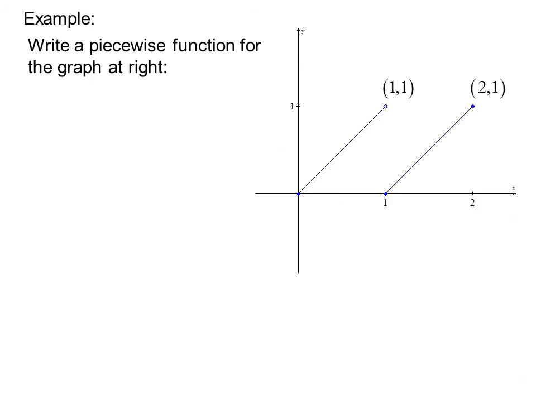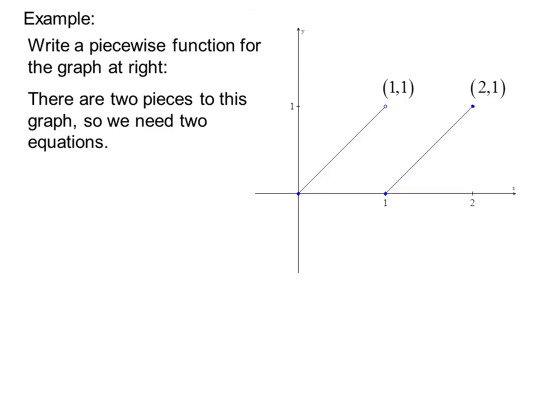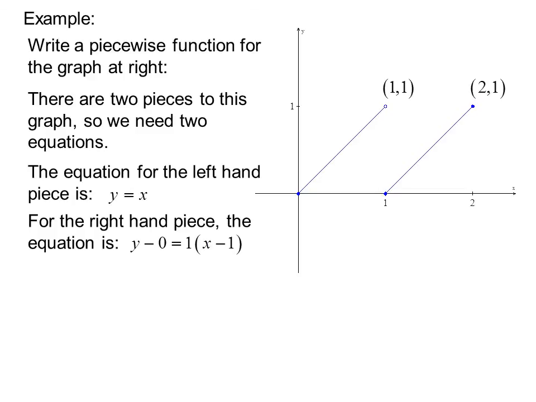Example, write a piecewise function for the graph at right. There are two pieces to this graph, so we need two equations. The equation for the left-hand piece is y equals x. We see it has a slope of 1. For the right-hand piece, the equation is y minus 0 equals 1 times x minus 1. So we use the point-slope formula, and we use the easiest point, which is (1, 0). We got the equation for that line. This simplifies to y equals x minus 1.